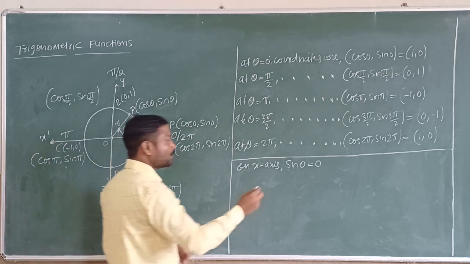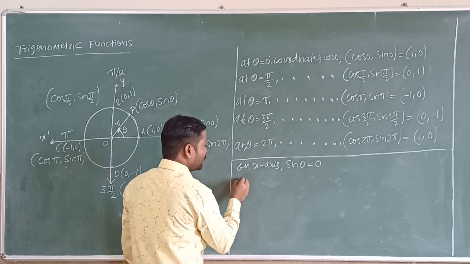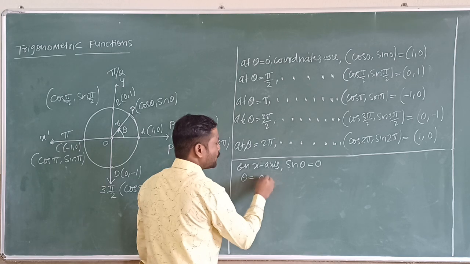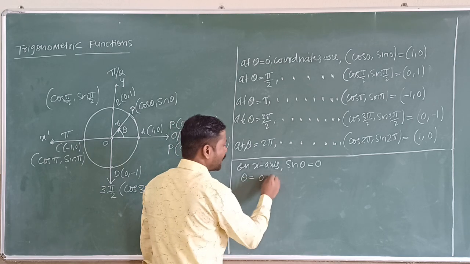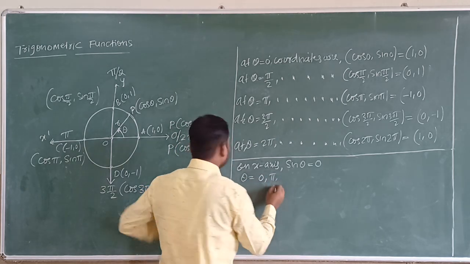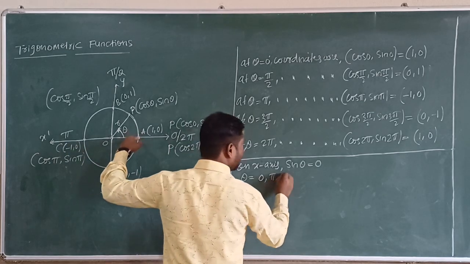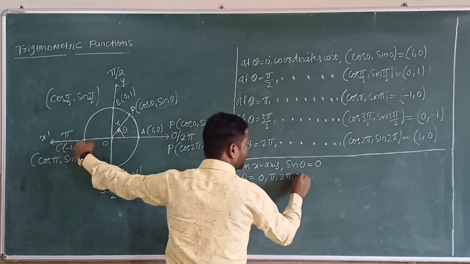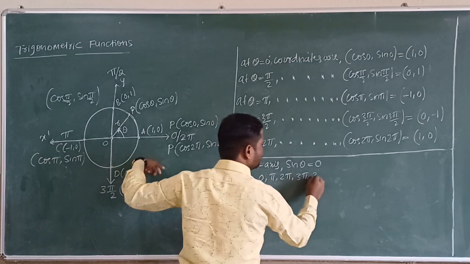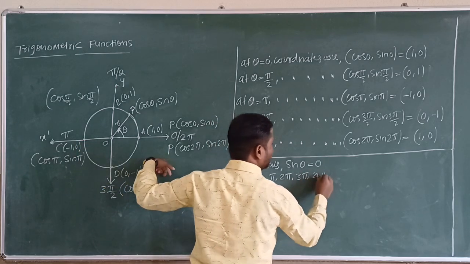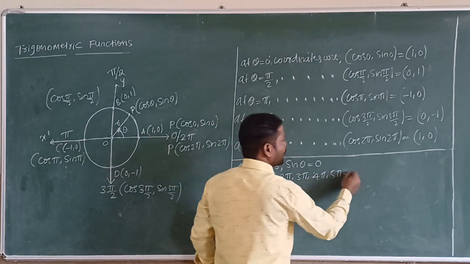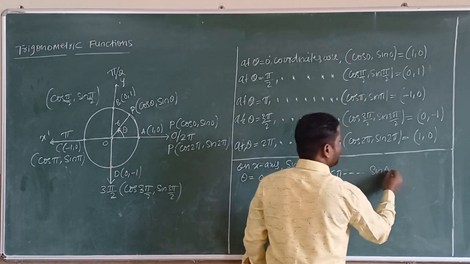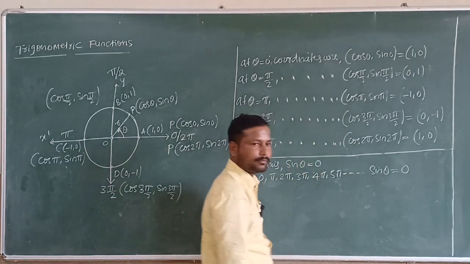Correct? Now if I write it like this, here theta is equal to what? The first one is 0 radian, then pi comes, then 2 pi after one complete revolution, then 3 pi, then 2 revolutions make 4 pi, next 5 pi, and so on. In all these cases sin theta is always 0.